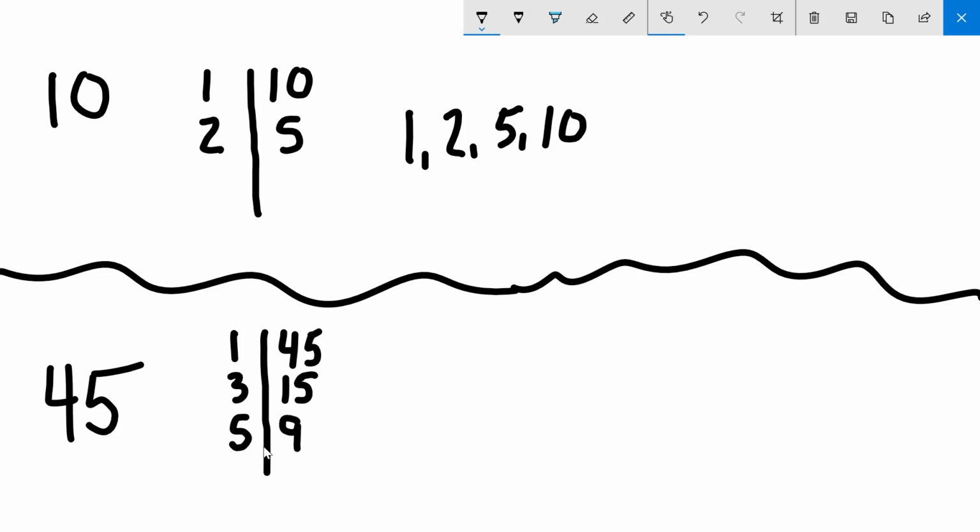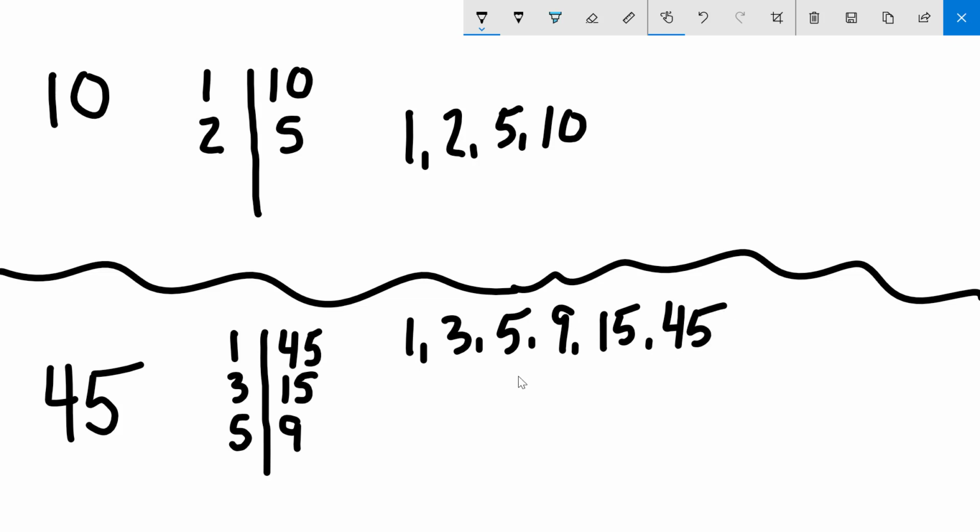Now I need to think about 6, 7, and 8. 6 does not go into 45. 7 does not. 8 does not. So now I have my factors listed out: 1, 3, 5, 9, 15, and 45. You want to write these out.